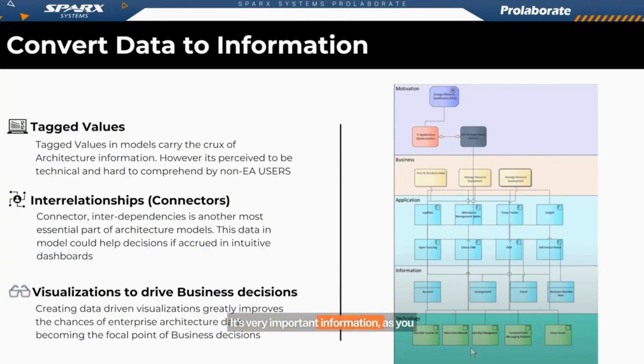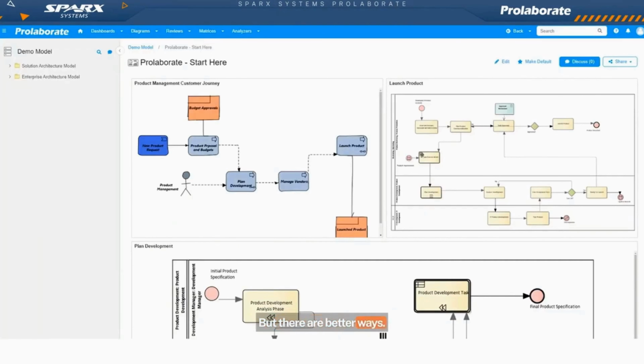It's very important information, as you could see, from motivation to business, application, and information technology layers. But to make sense of it, you need to know how to look at it. You need to know how to look at the traceability window. You need to know how to do the insert related elements or whatever. But there are better ways. Again, there are ways to target the non-technical users. I'm emphasizing this again and again because Prolaborate's whole idea is to take the models to the people who are not modelers. If your team is only comprised of modelers, that's where Prolaborate comes into the picture.